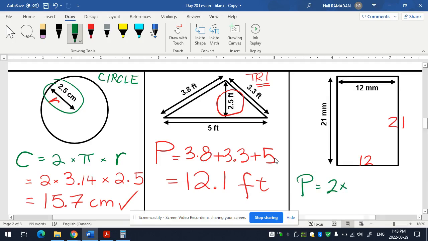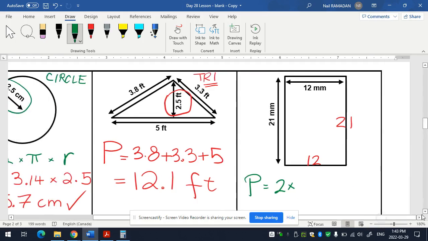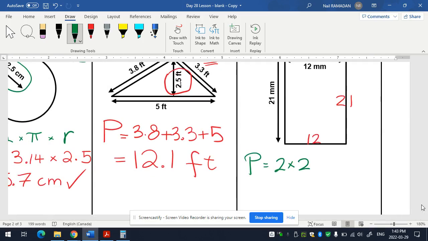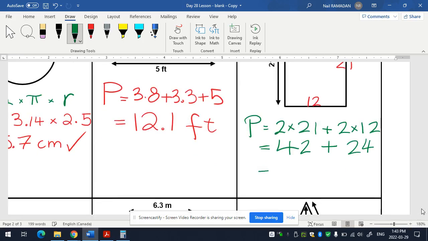Now it doesn't matter which one you double first. You want to double the 12? Great. You want to double the 21? Great. Doesn't matter. You are going to have to double both anyway. So 2 times 21 plus 2 times 12. What's the double of 21? Well, 21 doubled is 42. So that takes care of the doubling of the length. Plus the doubling of 12 is 24. And what's 42 plus 24?